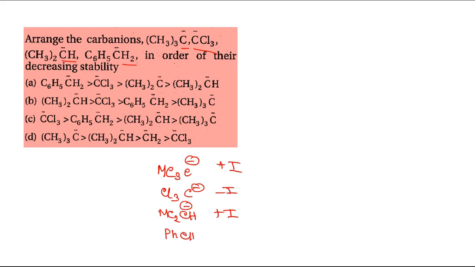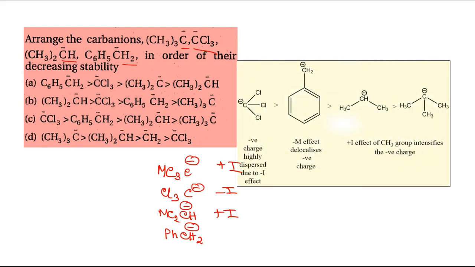And in the last case we have PhCH2 minus. In this case there will be a mesomeric effect, so the negative charge will take part in resonance with the double bonds present in the phenyl ring. So there are different factors responsible for this. In the first case, the negative charge is highly dispersed because of the minus I effect. Then in PhCH2 minus, the benzyl carbanion, the negative mesomeric effect will delocalize the negative charge. Then we have the plus I effect. Now when it is plus I effect, obviously these two we will place at last.